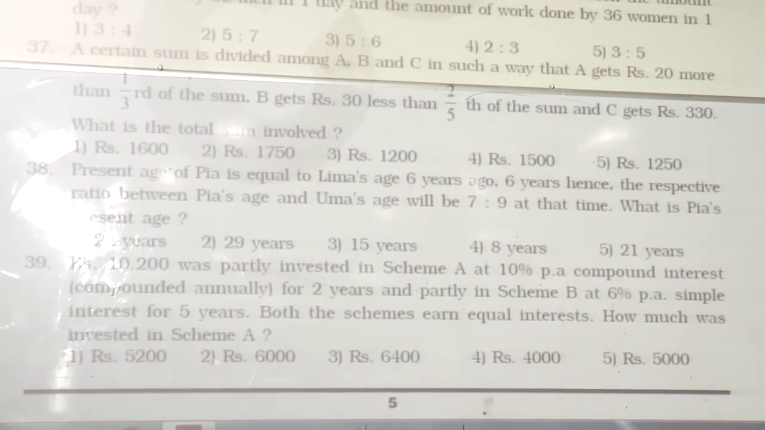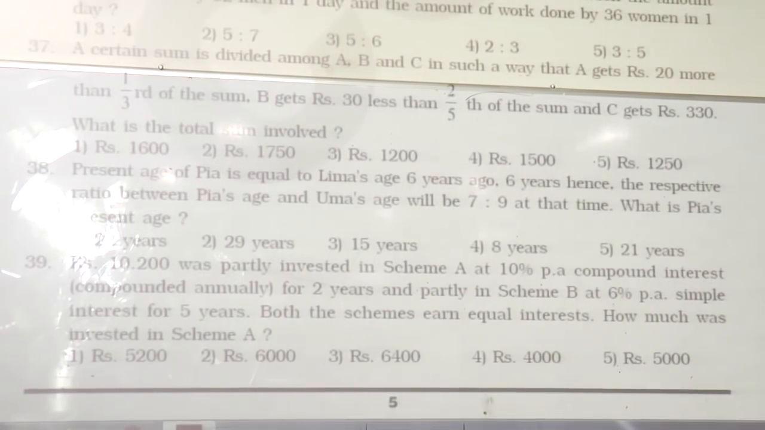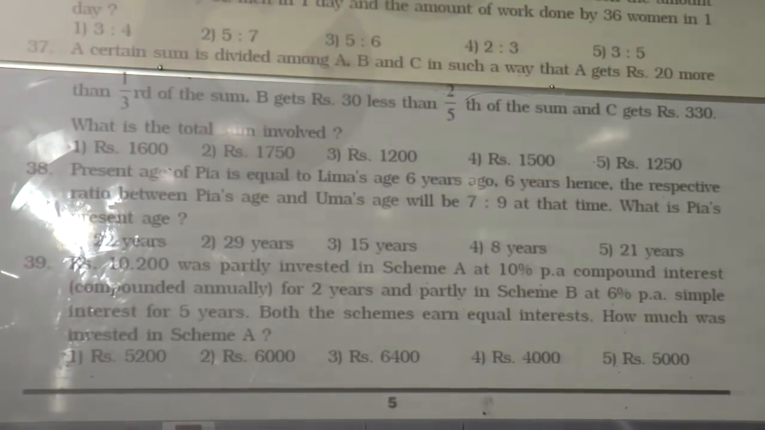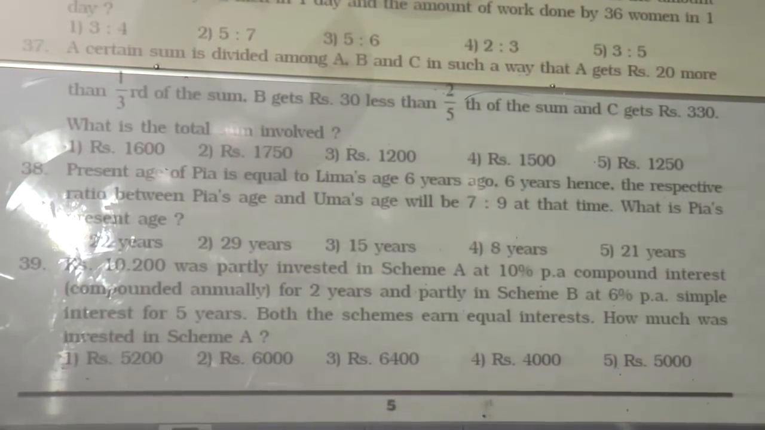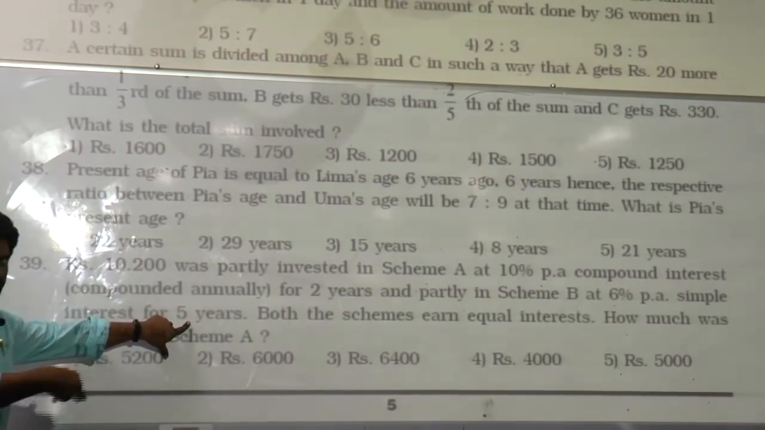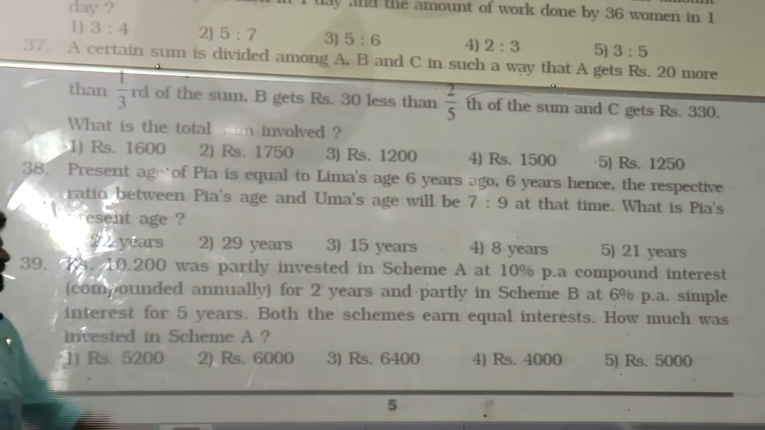$10,200 was partly invested in scheme A at 10% per annum compound interest, compounded annually for 2 years. Per year, if you are getting 10%, compound interest for 2 years will be 21%. Right, 21% on first part. And in scheme B at 6% per annum simple interest for 5 years. So you will get 30% simple interest from scheme B. Both the schemes earn equal interest.